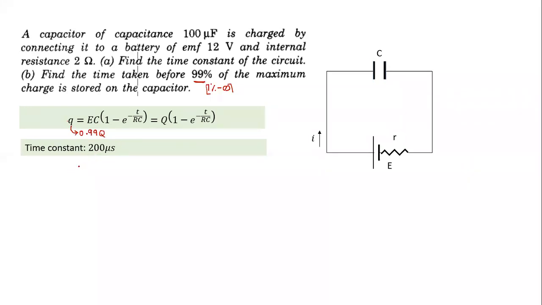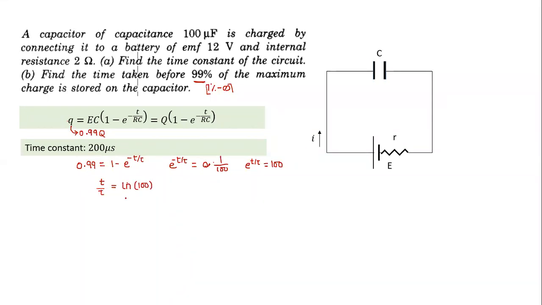How would I solve this question? It means 0.99 is equal to what? 1 minus e raised to power minus t by tau, or e raised to power minus t by tau is equal to 1/100. Or e raised to power t by tau is 100. Or t by tau is equal to, one way of thinking would be, log of 100.